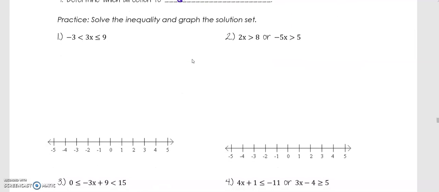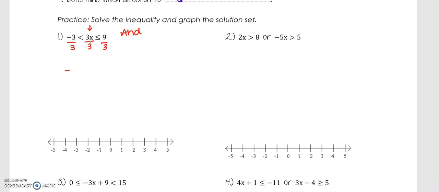Number 1, our very first step is to figure out if this is an and or an or. Well, as soon as I see it set up like this, I know it's an and inequality. And when we have an and inequality, there's a couple different ways we can solve this, but I'm going to leave it just like this. When we have an and inequality, I want to focus on getting that x, that variable, alone in the middle. So that means I would divide everything by 3.